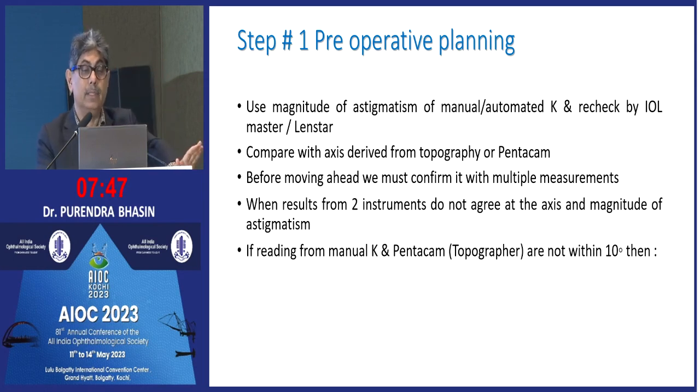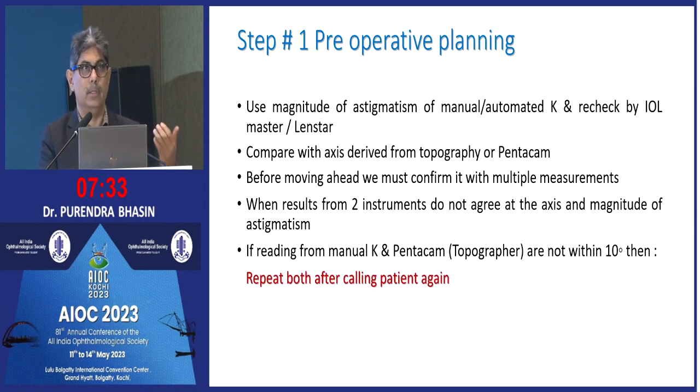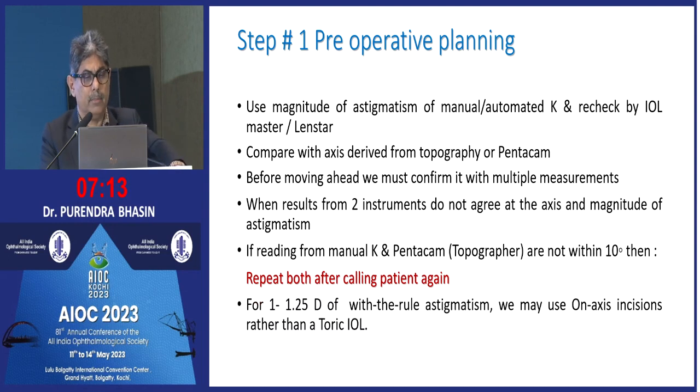So when results from two instruments do not agree in the axis and magnitude of astigmatism, if readings from manual K and Pentacam are not within 10 degrees, then repeat both after calling the patient again. There may be dry eye, or you may have put in a dilating drop and lubricating drop, or done applanation tonometry. All this can give rise to change in the magnitude and axis of the astigmatism. So we can call the patient again after some time and repeat the measurements.